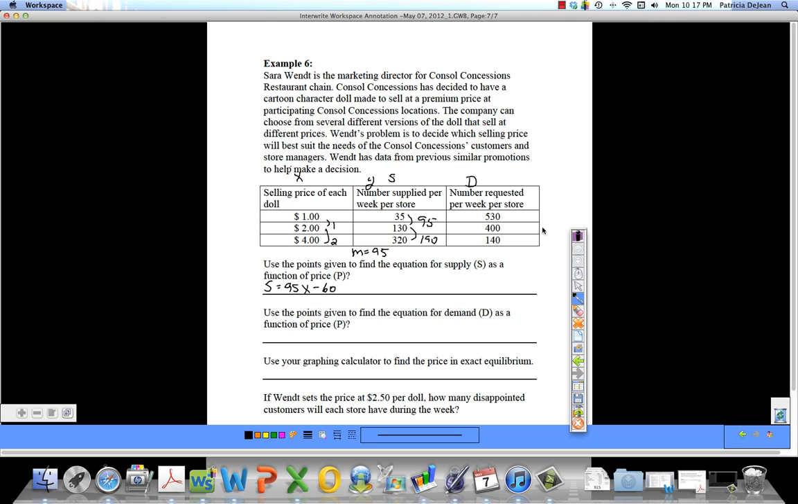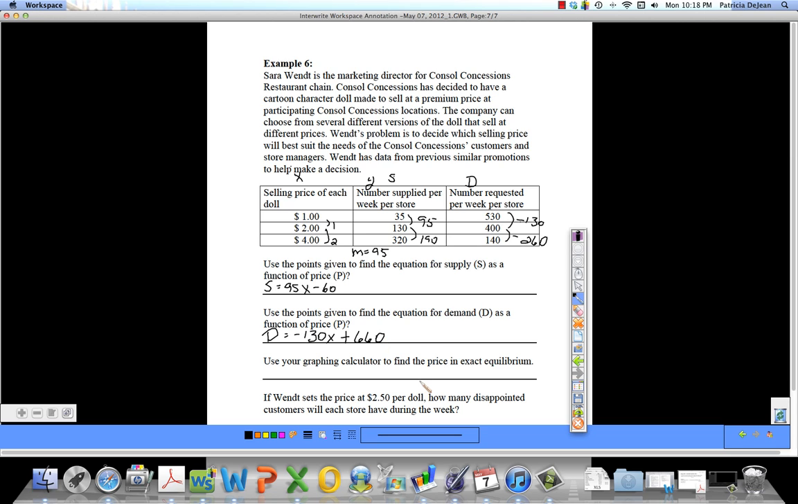Now we're going to do the same thing for demand. Now this goes down by 130, so it's negative 130 over 1. So I think it's going to be D is equal to negative 130x, but let's check this one and make sure it's constant. 400 minus 140 goes down minus 260, and you divide that by 2 and you do get 130 again. So we're good on that. Okay, so now negative 130 times 1. What do we have to add to it to get there? Well, it's going to be plus 660.